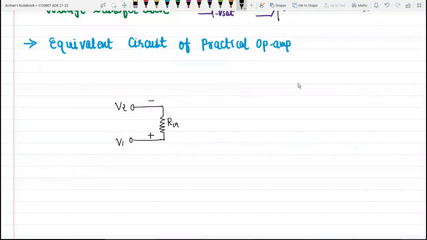What is the next stage? Now we have our differential amplifier, which will give us an output much higher than the difference voltage Vd, which is equal to V1 minus V2. So we will have one voltage source which will give a very high voltage compared to the input signal. Let us represent this voltage source. What should be its value? It is the gain times the difference voltage Vd.